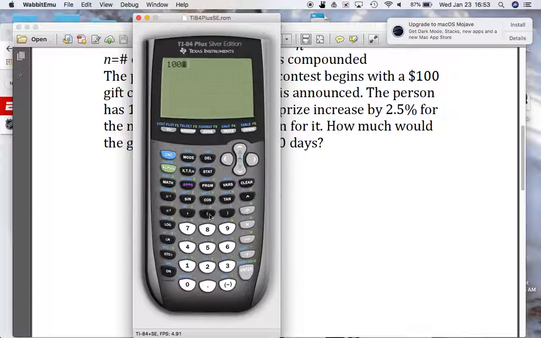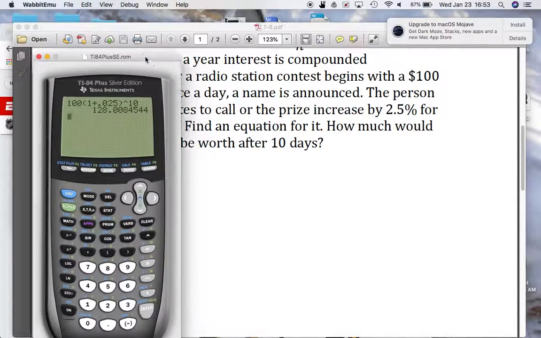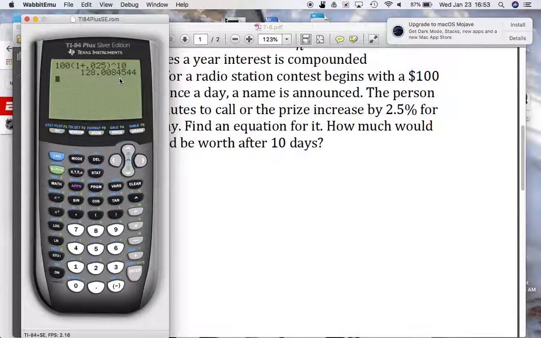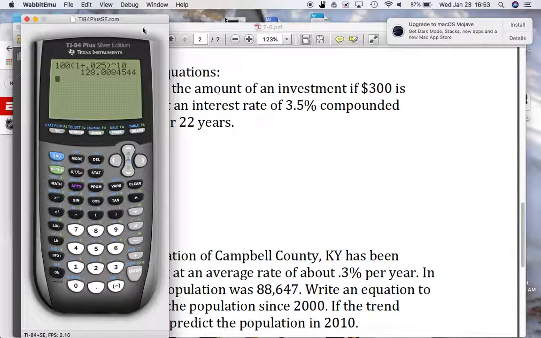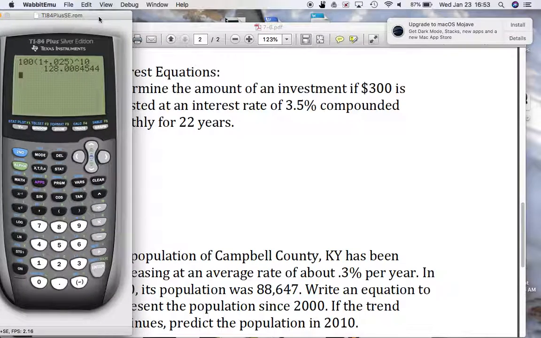$100 plus 0.025. And how many days is it? Carrot key, I do 10 because it's 10 days. So it'd be approximately $128. So it's really not that much more. But, you know, the more you wait, I guess the bigger the prize. Whatever they want, right? Okay, so I'm going to put this in the back.